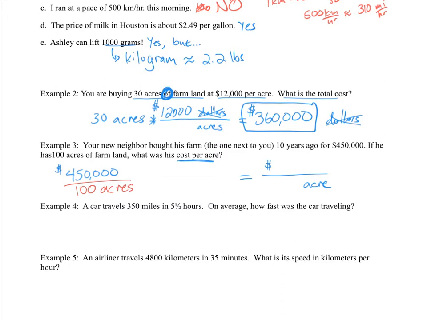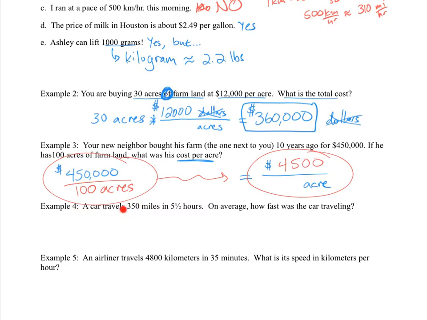And once I simplify this fraction, I will get $4,500 per acre. And that is at a steep discount from what you are buying your farm for. You're only getting 30 acres of land for a little bit less than your neighbor paid for 100 acres of land. So it turns out buying land sooner makes sense.